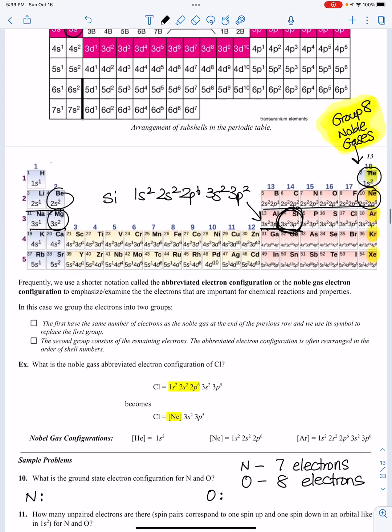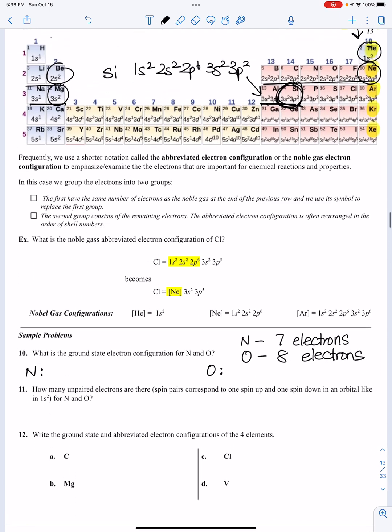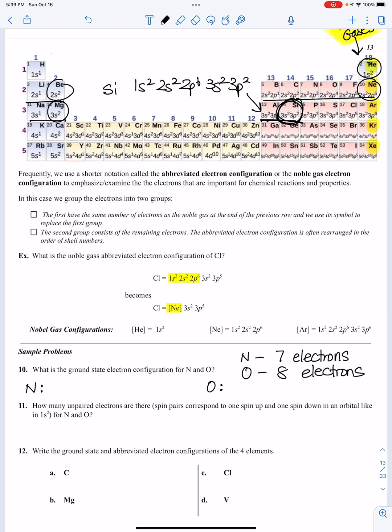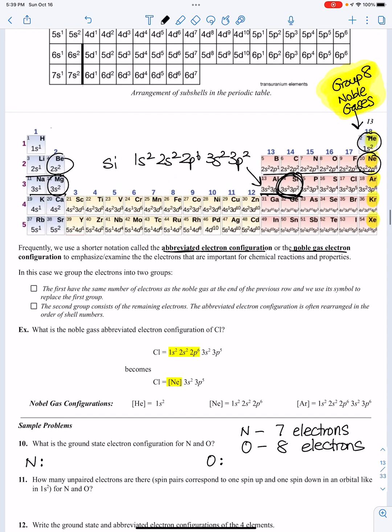The last thing I'll talk about in this video is using something known as abbreviated or noble gas electron configuration. Elements in group 8 are known as noble gases, like helium, neon, argon, krypton, xenon. They end in full shells, I'm going to call that in quotes, meaning they go up to the S2 or the P6 or the D10 if it was going to be that way. They go up to the S2 and the P6.